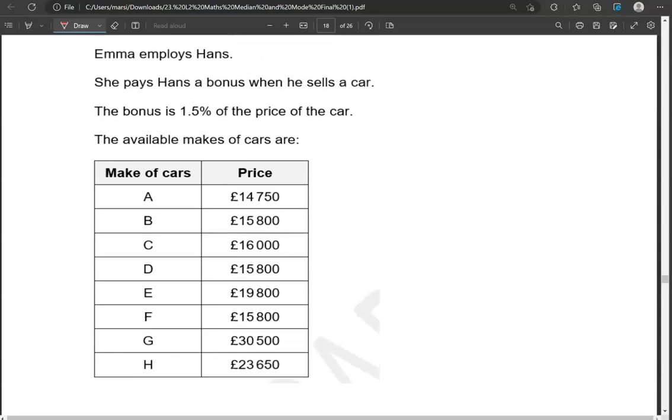So what is the modal price? Are there any of these prices that repeat themselves? So we've got 14,750 only once, 15,800, 15,800, 15,800, so it's 3 of them. 16,000, there is only 1. 19,800, only 1. So that tells us that the modal price is 15,800.